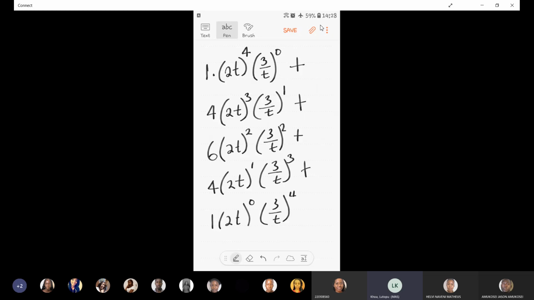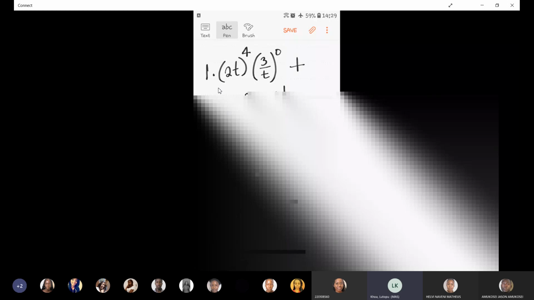So looking at this, you can see this represents my A. This 2t is my A. The powers went 4, 3, 2, 1, 0. This 3 over t, this represents my B. The powers must increase. So 0, 1, 2, 3, and 4. And over here, I have my coefficients, which I got from the triangle. It was 1, 4, 6, 4, and 1. So all this, I will then simplify it.